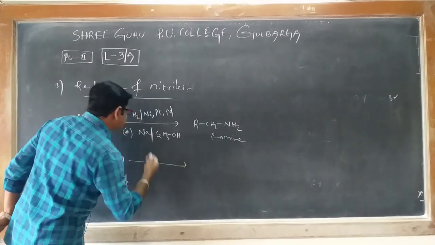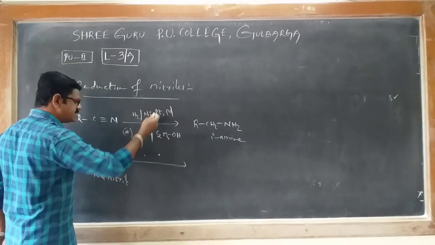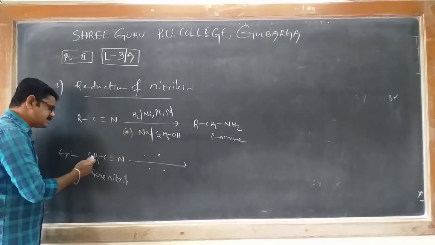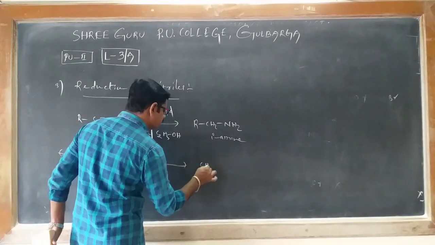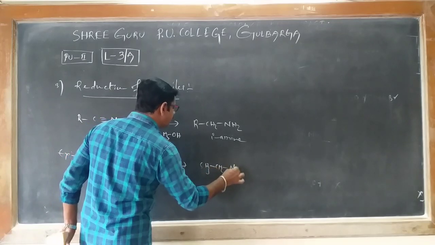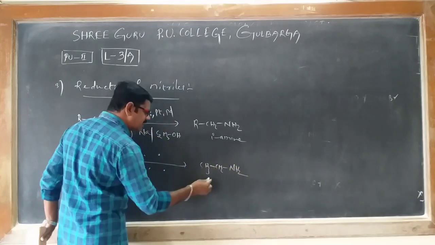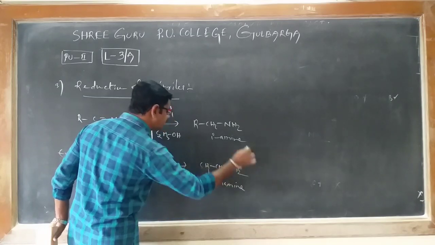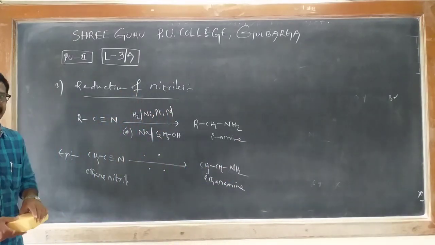Right. The same reduction takes place. Either this reducing agent or this reagent, it doesn't matter. We will get CH3CH2NH2. Its name is ethylamine or ethanamine, which is absolutely a primary amine.